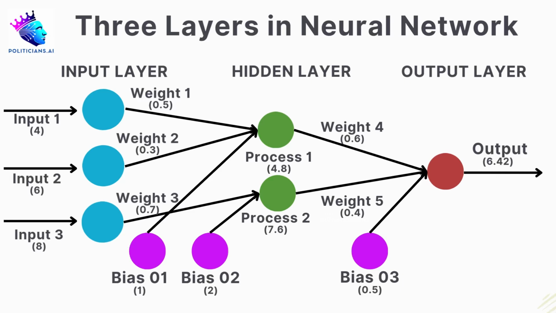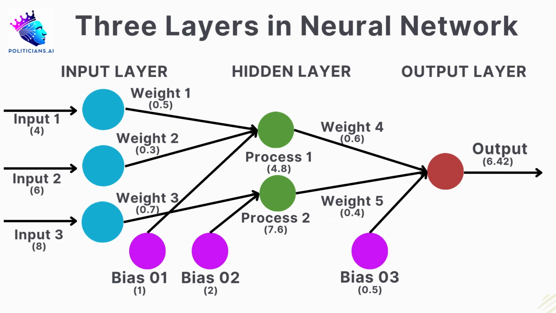Let's begin by talking about neurons. In a neural network, a neuron is the basic building block, much like the neurons in our brains. It's responsible for taking in information, processing it, and then passing it along to the rest of the network. You can think of it as a decision maker. It receives inputs, applies some processing based on parameters it has learned, and then produces an output.